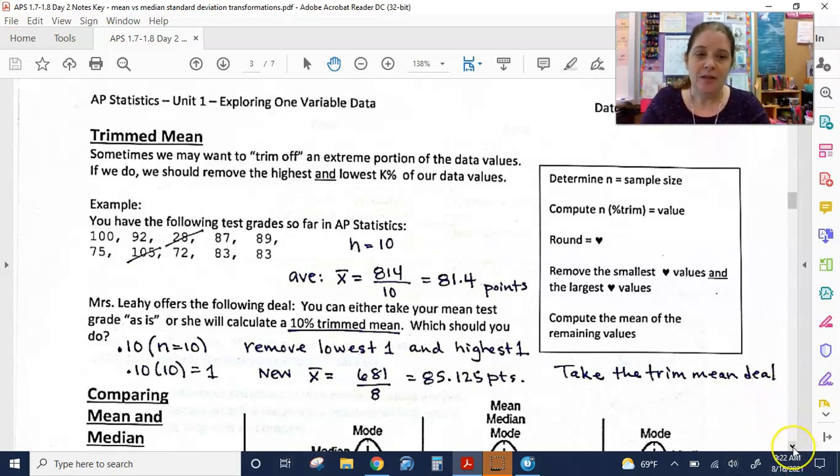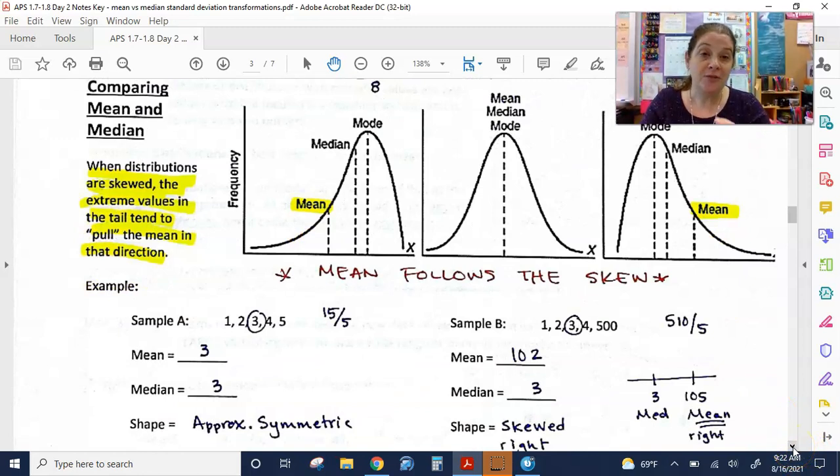Okay, all right. Now, as far as comparing mean and median, here's something that we know is true. If you have a graph that is roughly symmetric, the mean, median, and mode are all almost in the same place. But when your distributions are skewed, the mean tends to be pulled in the direction of the tail. Sometimes we'll say that the mean follows the skew. So if you have a lot of low extreme values, the mean will be more on the left side of the graph than the median will be. And if you have a right skew, the mean tends to be on the right side.